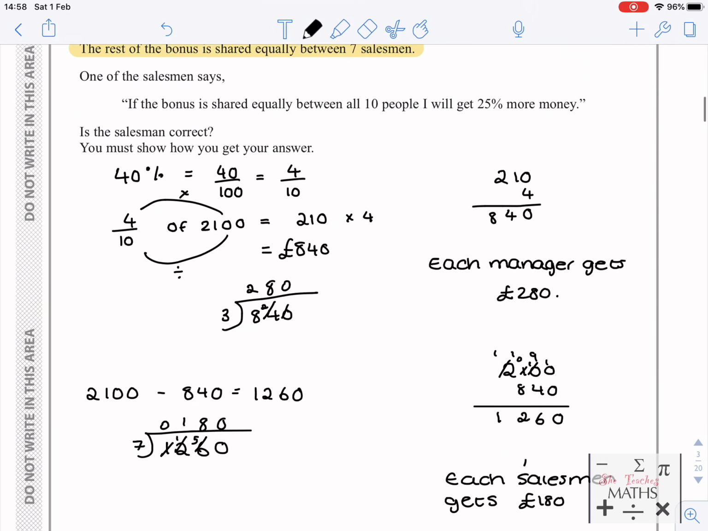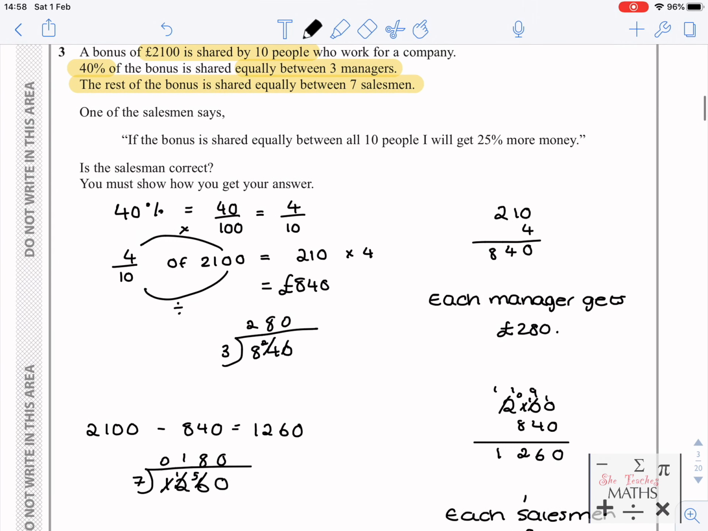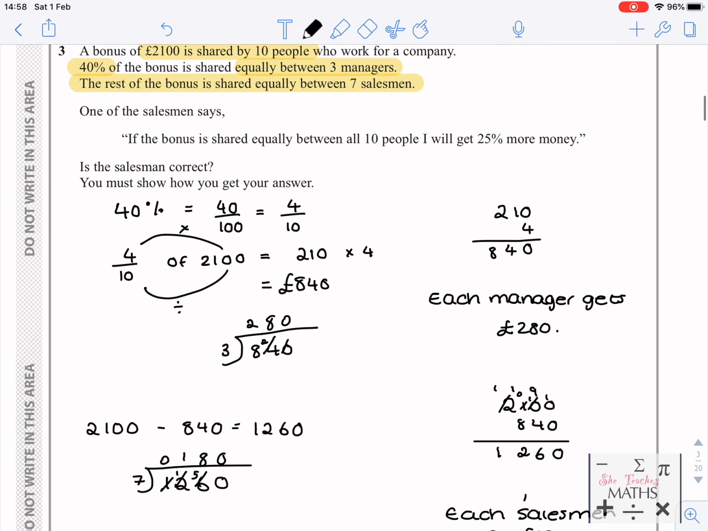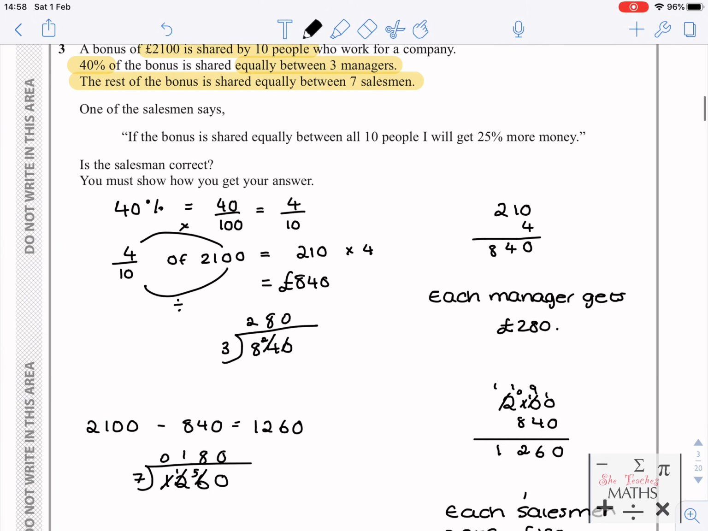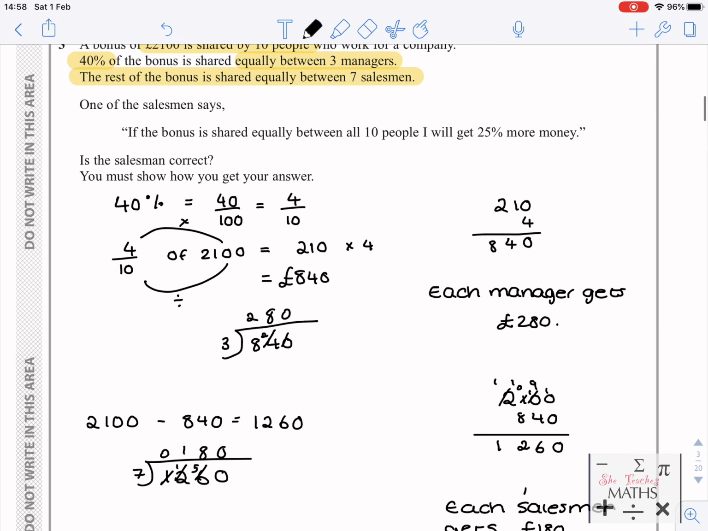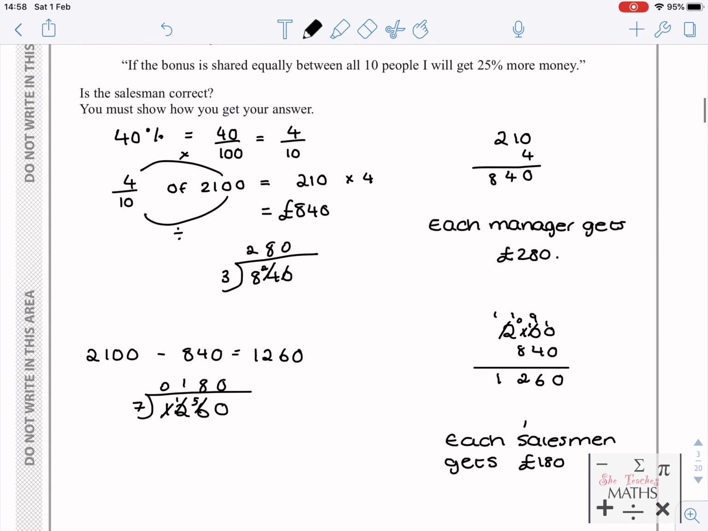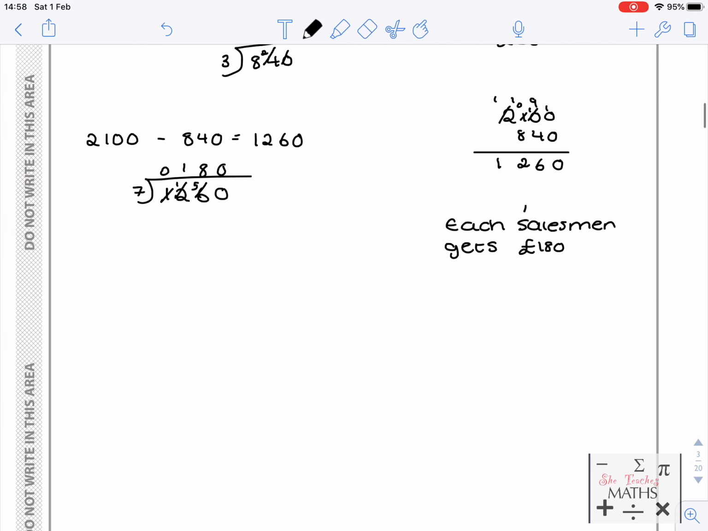Okay, so what the salesman says is that if the bonus is shared equally between all 10 people, the salesman will get 25% more money. So let's see how much each person would get if it was shared equally. You'd have to do 2,100 divided by 10, which is £210.